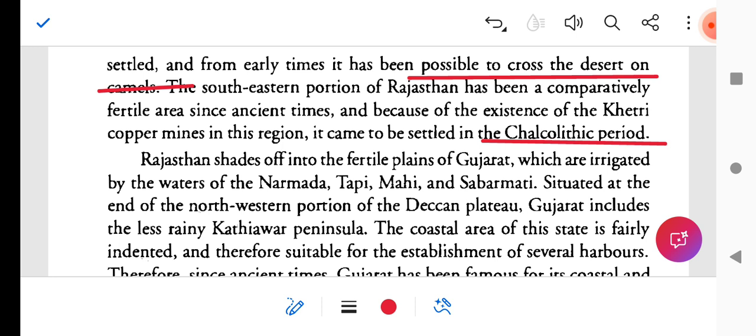Okay, so Khetri mine, you should remember also, this is the discovery in the time of Chalcolithic period.